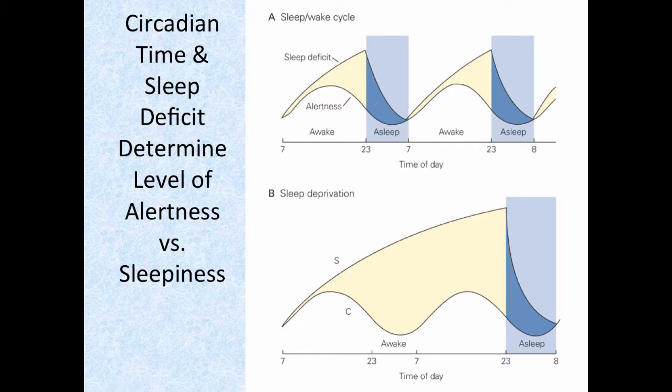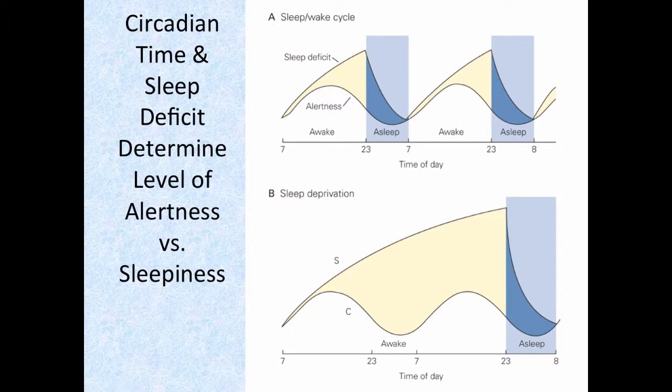So what you notice is that our level of alertness, we see in A here, rises and falls according to our circadian clock. Okay? We're at our most alert during the daytime hours and our least alert during the nighttime hours. And the top line, our sleep deficit, is lowest, obviously, upon waking from sleep. And then over the day, it gradually increases the longer we've been awake.